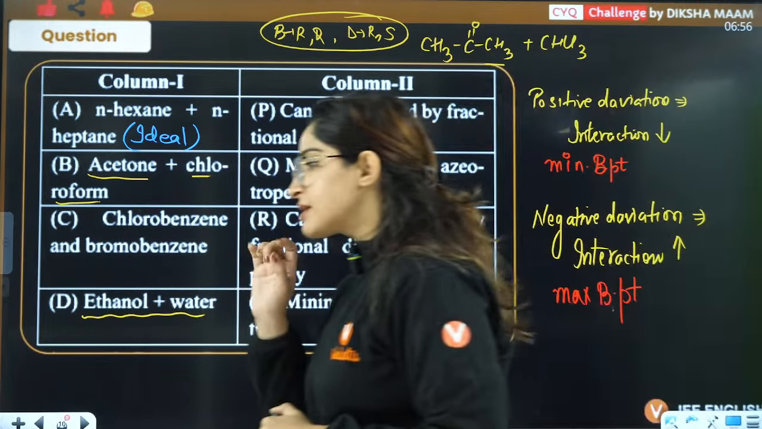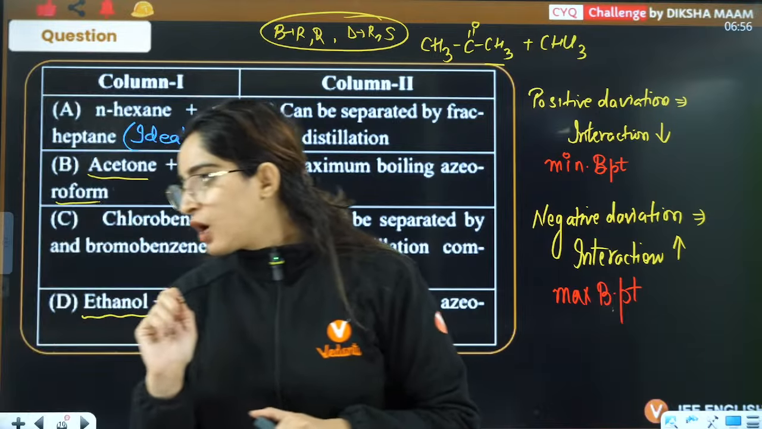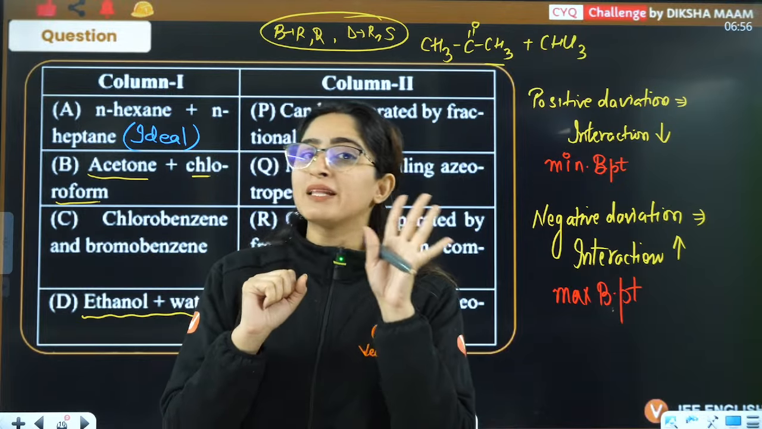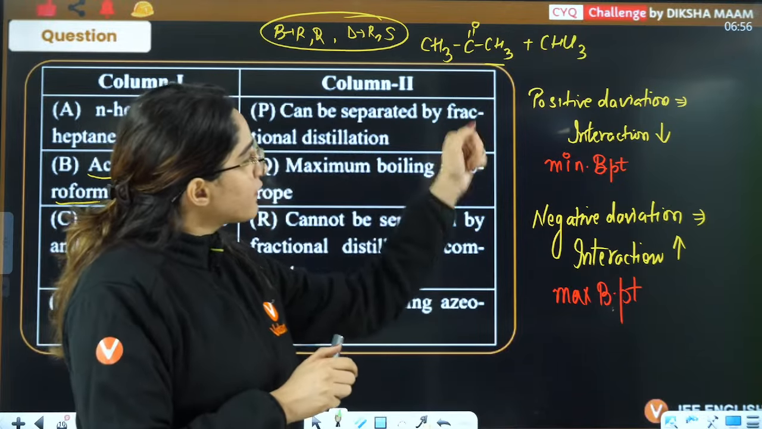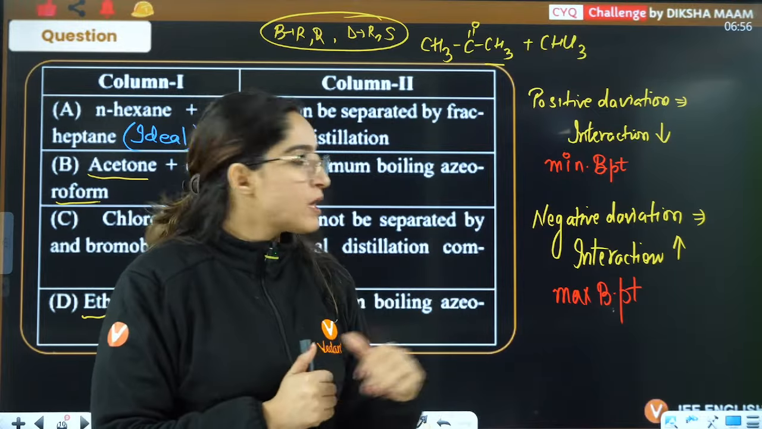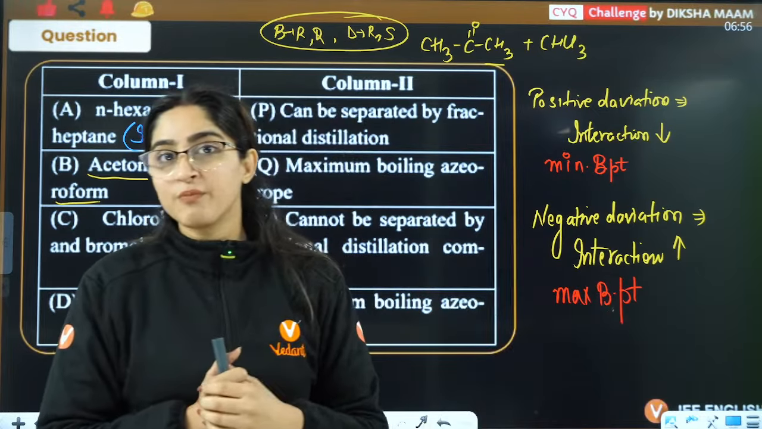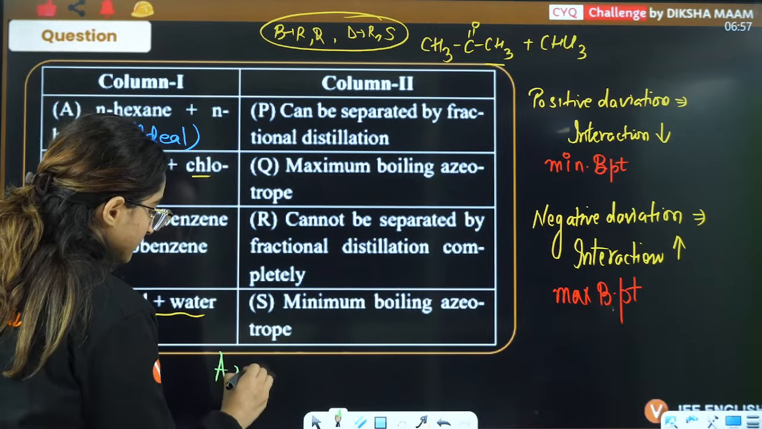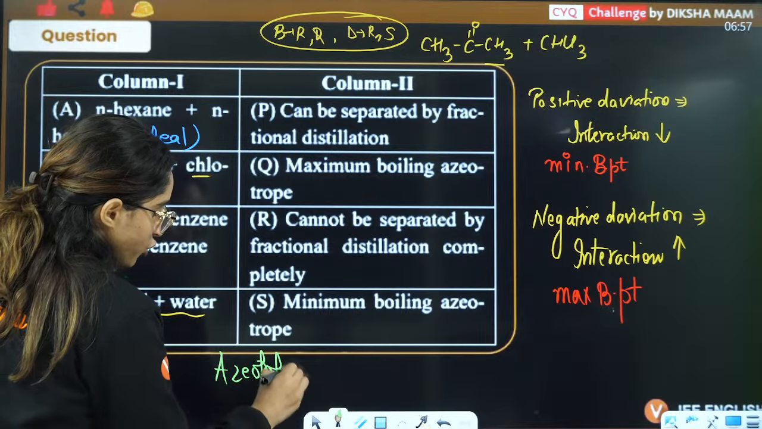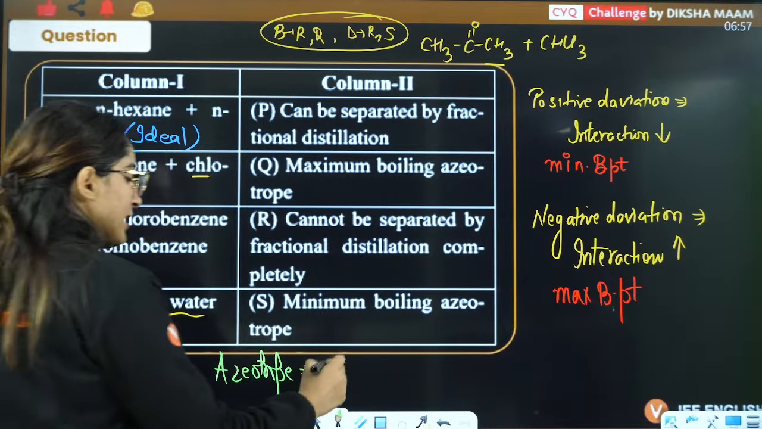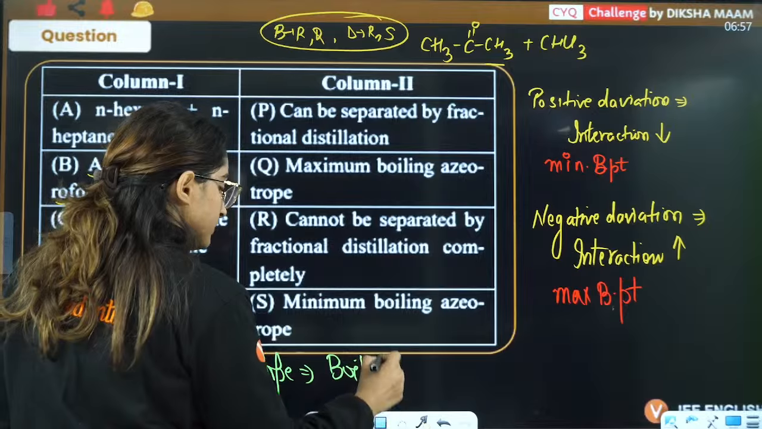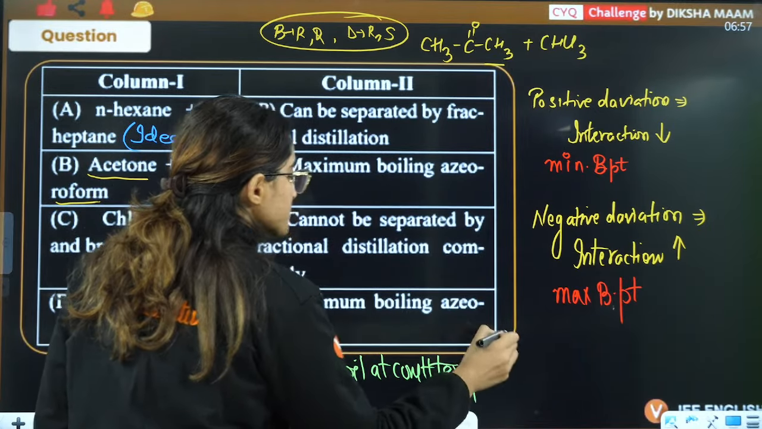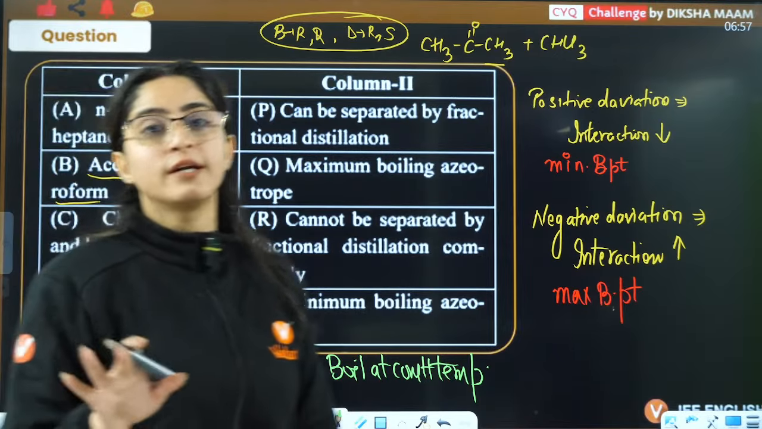See, whenever a solution is a non-ideal solution, it will show either positive deviation or negative deviation. Positive deviation is a minimum boiling azeotrope. Negative deviation is a maximum boiling azeotrope. And if you see the definition of azeotropes, they boil at a constant temperature. Azeotropes means they will start boiling at a constant temperature.